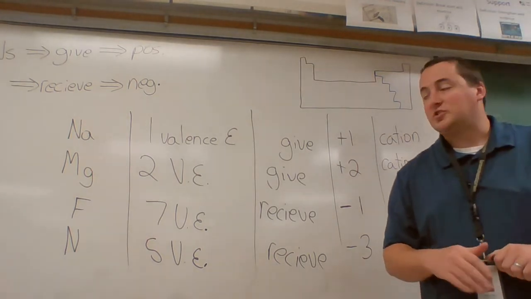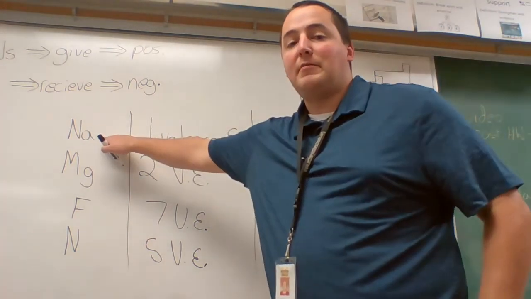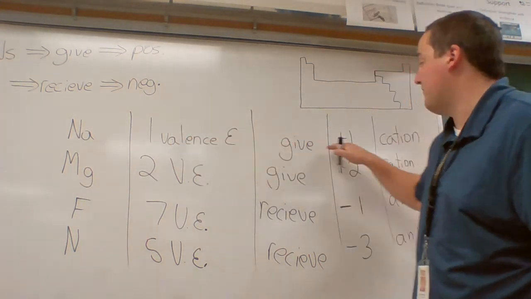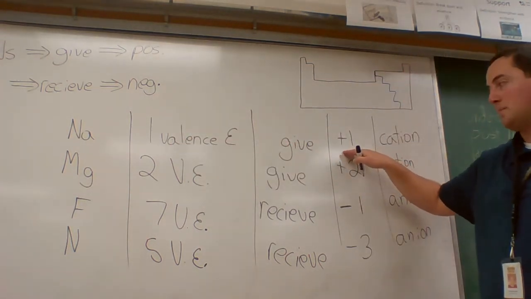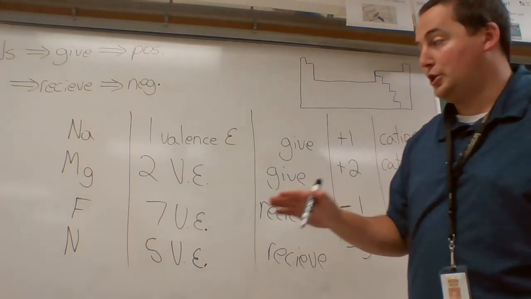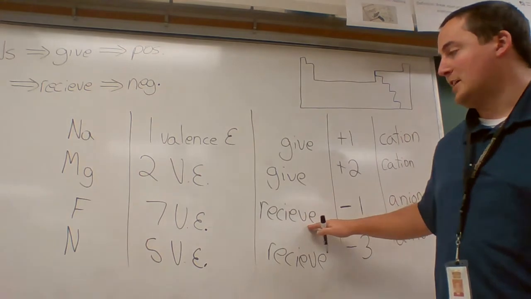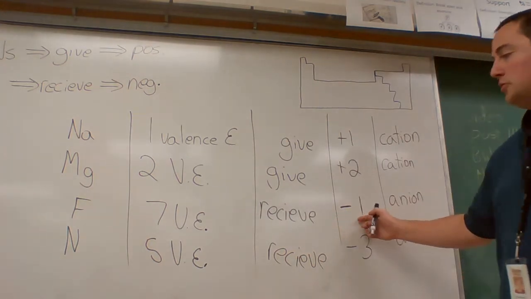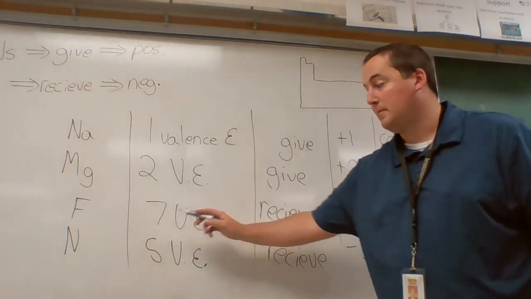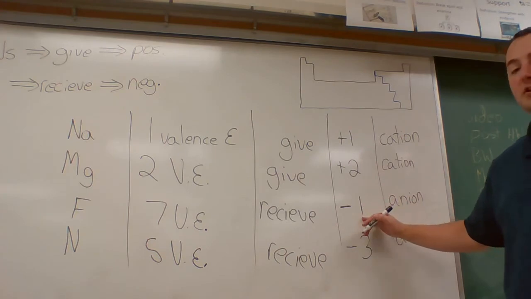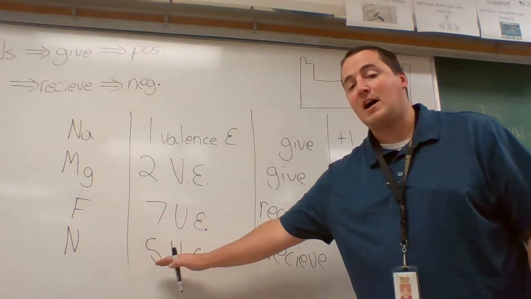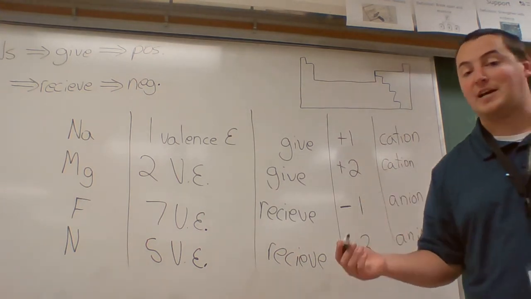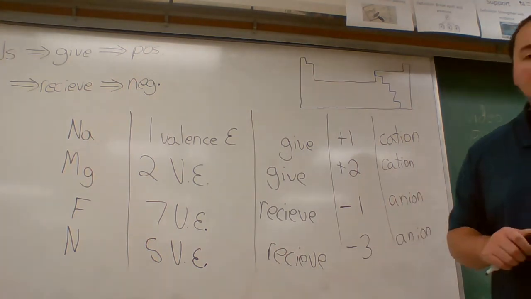So just kind of recap. Our metals, if you have a metal, they are going to give away, and however many valence electrons they have, that is the charge they are going to form, and it's going to be positive. Nonmetals are a little bit more difficult in that they receive electrons, and whatever they need to receive to get to 8 is going to tell you the charge. So if you currently have 7, you need to receive 1, so you have a -1 charge. If you currently have 5, you need to receive 3 in order to get to that magic 8 number, the octet rule.